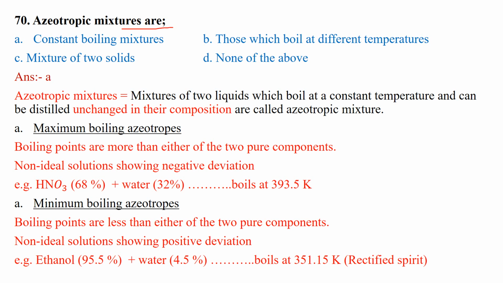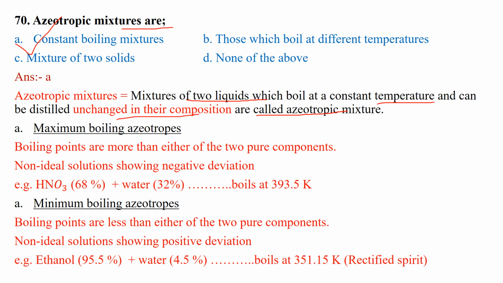Azeotropic mixtures are known as constant boiling mixtures, right? Azeotropic mixtures of two liquids which boil at a constant temperature and can be distilled unchanged in their composition are called azeotropic mixtures. So azeotropic mixtures contain two types of liquids which have different boiling points in their single state, but when they are in mixture, their boiling point will be constant.